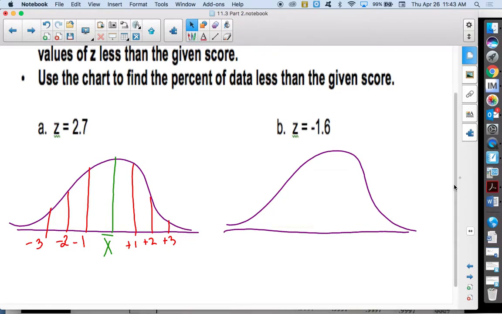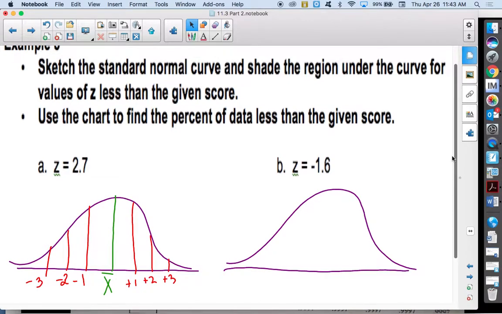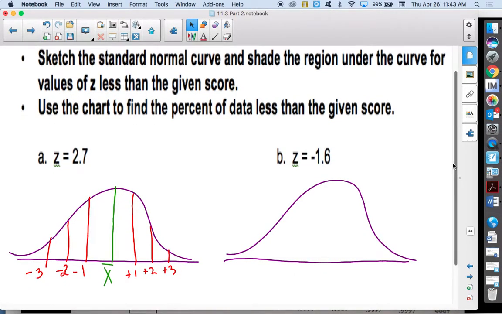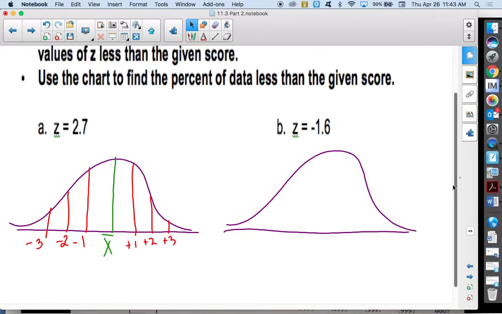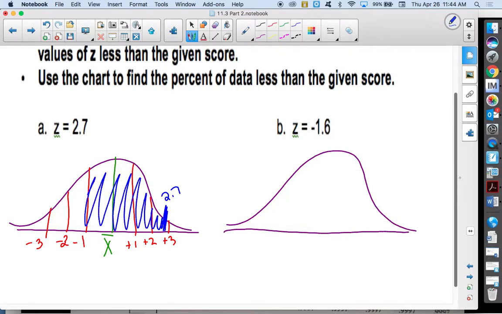So the question says to sketch a normal curve, which we now have sketched, shade the region under the curve for the values less than z, based off of the given score. So our score is 2.7. 2.7 is between 2 and 3. So about right here is 2.7. So that number falls within my standard values from the empirical rule. And then it says shade everything less than that. So you can see that most of the curve should be shaded.